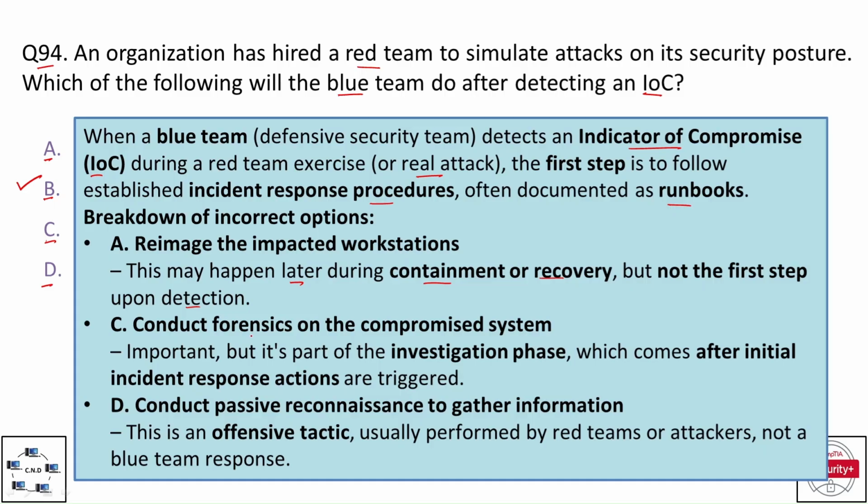Option C, conduct forensics on the compromised system. It is important, but it's part of the investigation phase, which comes after initial incident response actions are triggered. And option D, conduct passive reconnaissance to gather information. This is an offensive tactic usually performed by red teams or attackers, not a blue team response.